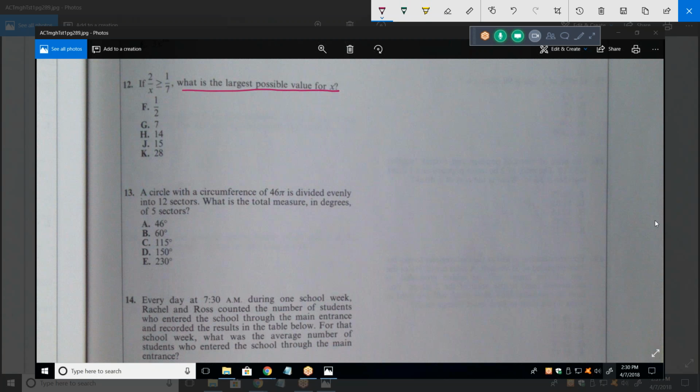there are 3 ways to solve any ACT math problem. There's the algebraic way, there is back solving, and there is picking numbers. Well, the algebraic way presents some problems, and I'll tell you why. If I try to solve that algebraically by cross-multiplying, I get that, right?